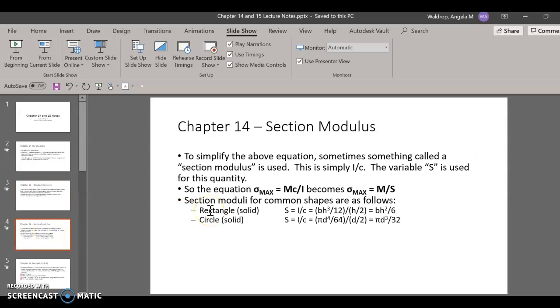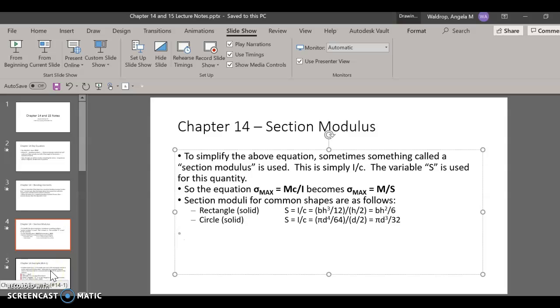Now, one other concept that's really important to introduce here is called the section modulus. That's really all the section modulus is: I over C, the moment of inertia over the C value. You'll find that the book substitutes this variable in place. So if you take a look at this line, sigma max equals Mc over I, if we take that c over I, which is really I over c, and substitute in the S value, we have M over S. Section moduli for common shapes are shown here, as I highlight those so you can see what we're doing.